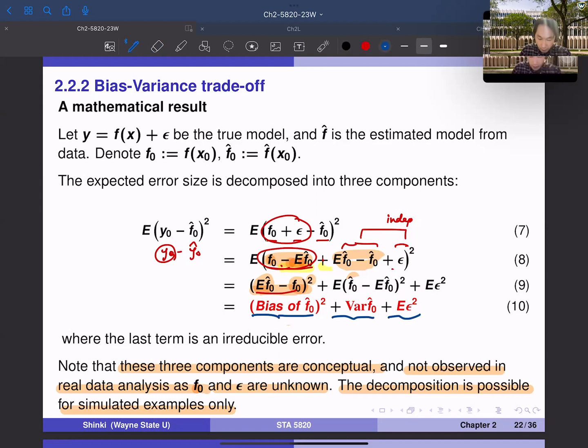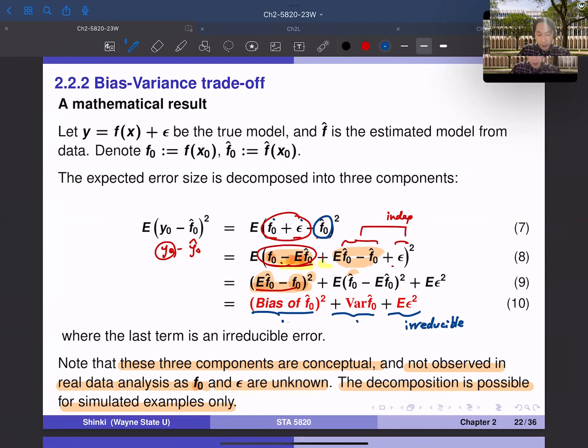And yeah, so actually one quiz from today is from this slide. Once we observe f hat, so the f hat is observed, this is the estimated value of y. So we can calculate this, but we cannot observe this f naught and epsilon. So in reality, we cannot really decompose these 3 from the real data. But at least conceptually, we have the 3 terms: the square of bias, the variance of f hat, and the expected size of epsilon squared. And the last one is the so-called irreducible error, so we cannot really reduce the size of this. So just the first 2 terms are important, and usually we have the trade-off between these 2 terms.